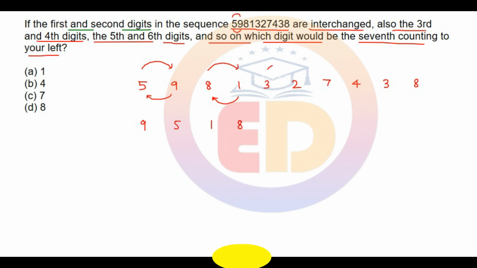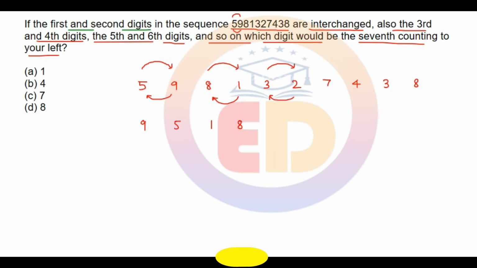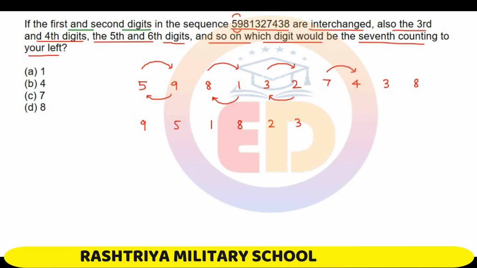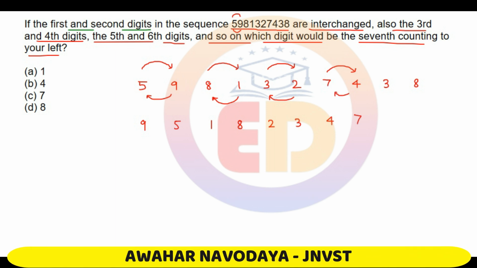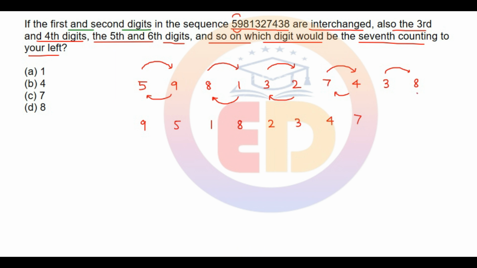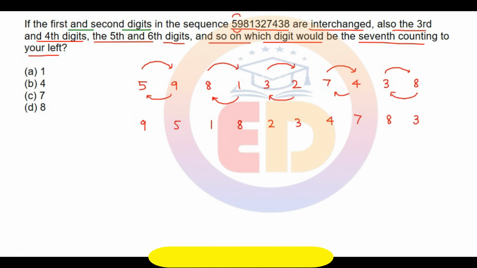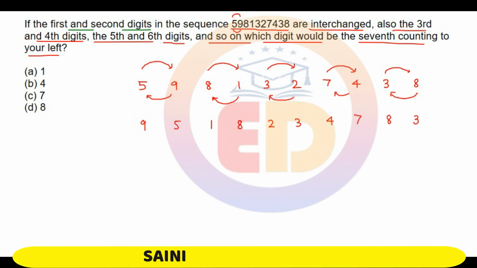Similarly, I have to interchange all the digits. So 2 will come in place of 3, 3 will come in place of 2. Interchanging 7 and 4, 4 will come in the place of 7, 7 will come in place of 4. Similarly, 3 will come in place of 8, 8 will come in place of 3, it will be 8, 3. So this is our new sequence, 9, 5, 1, 8, 2, 3, 4, 7, 8, 3.